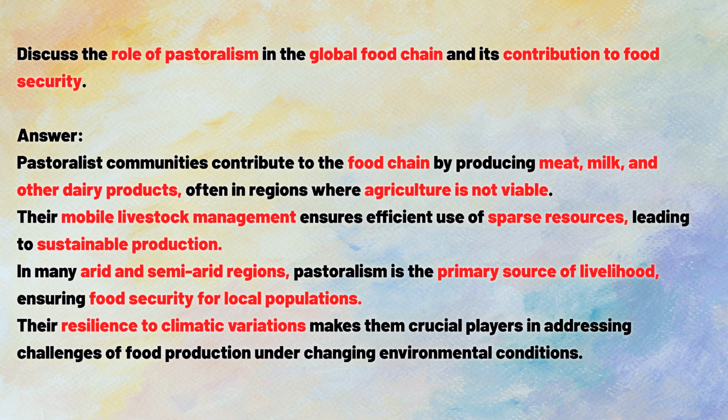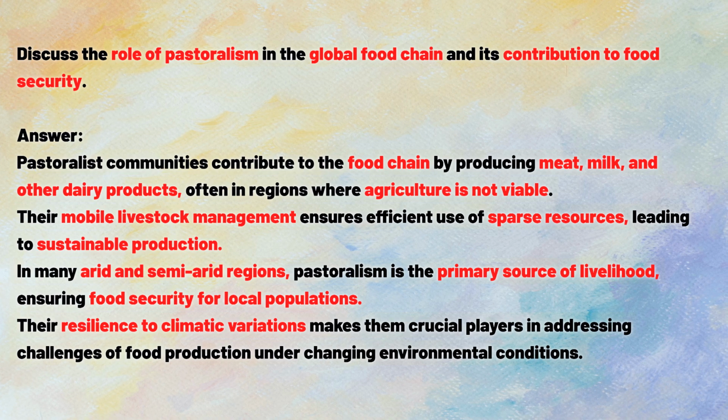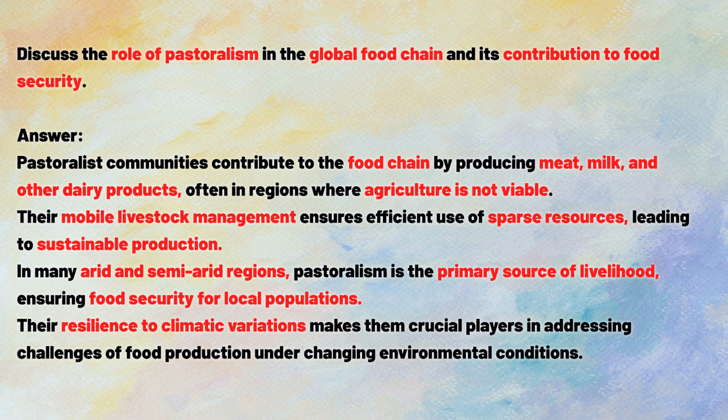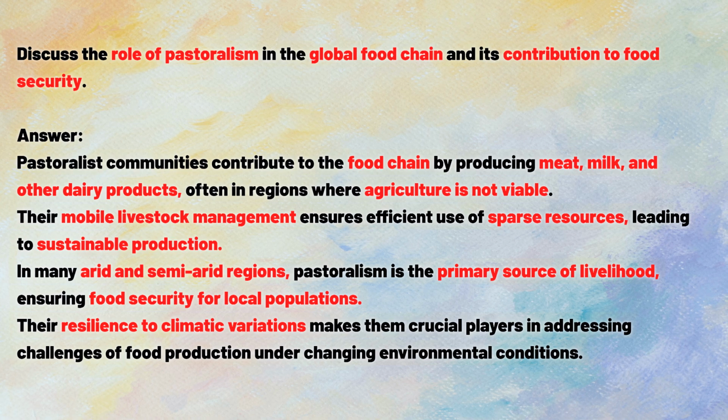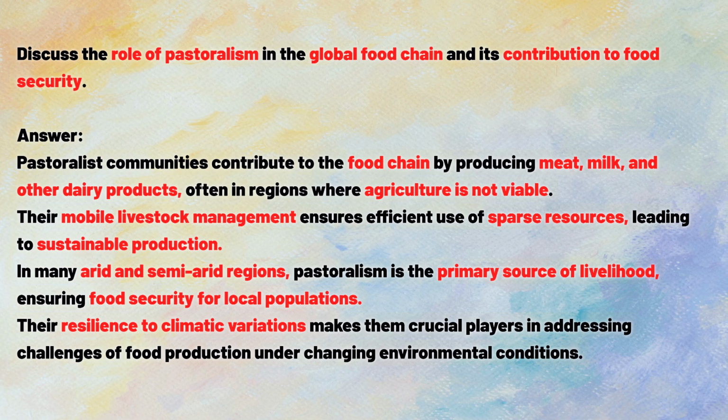Discuss the role of pastoralism in the global food chain and its contribution to food security. Answer. Pastoralist communities contribute to the food chain by producing meat, milk, and other dairy products, often in regions where agriculture is not viable. Their mobile livestock management ensures efficient use of sparse resources, leading to sustainable production. In many arid and semi-arid regions, pastoralism is the primary source of livelihood, ensuring food security for local populations. Their resilience to climatic variations makes them crucial players in addressing challenges of food production under changing environmental conditions.